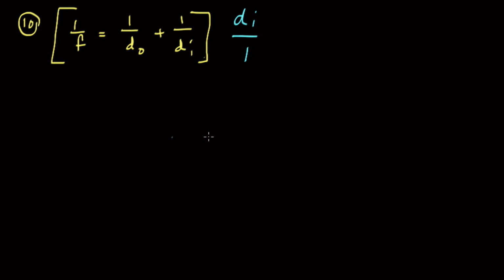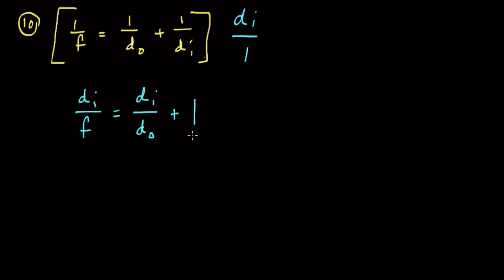And now remember I have to distribute this. I have to multiply by every single term. So di times 1 over f, I get di over f, equals di times 1 over do would be di over do. Di times 1 over di would give me di over di, which is 1. So when I multiply di times every term, this is what I get.